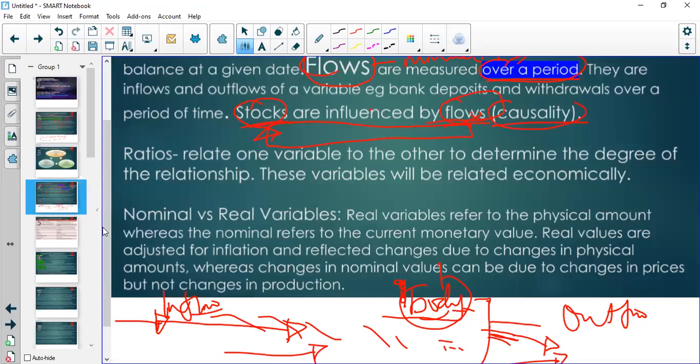Right, brilliant. So this is ratios and nominal versus real variables. You need to know the difference between nominal and real variables. Real variables are adjusted for inflation or changes in nominal prices, whereas nominal variables are not adjusted for inflation, right? So you need to know the difference between a nominal and a real variable.